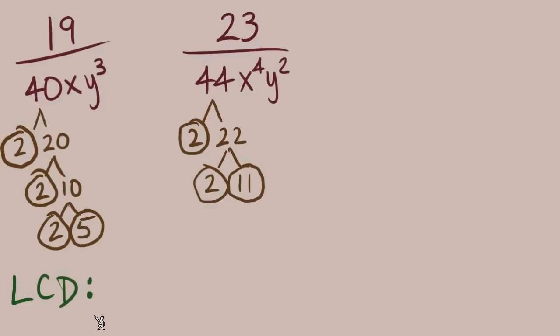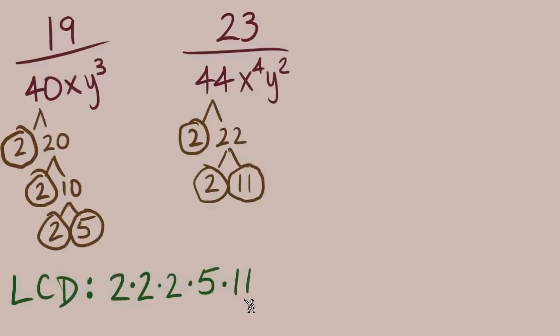Building the LCD, let's think about 2's. This side has 3 2's. This side has 2 2's. So go with where we see the most. Right here, 3 2's. We're using 3 2's. And then 1 5 and 1 11.